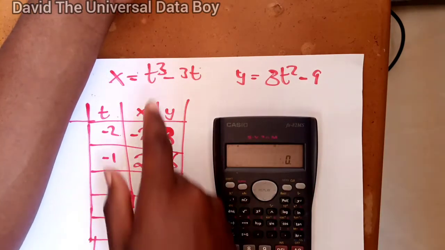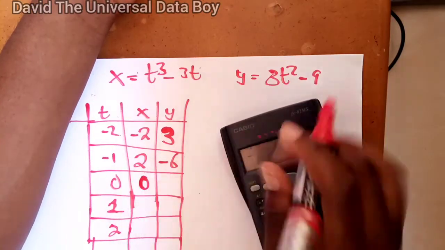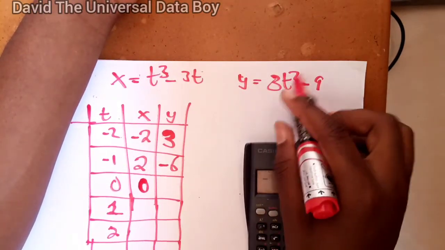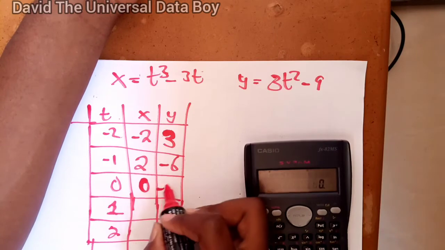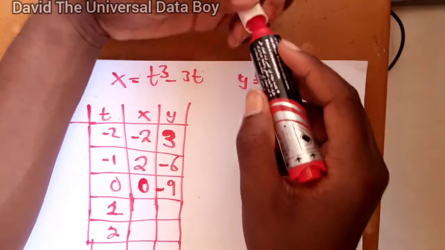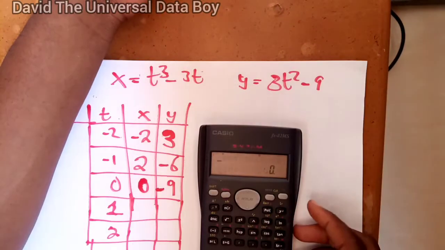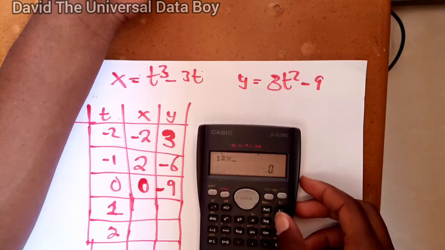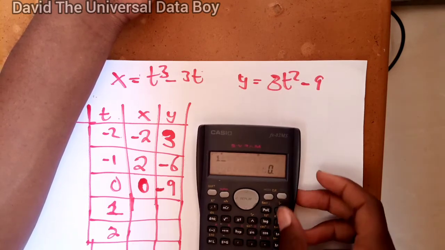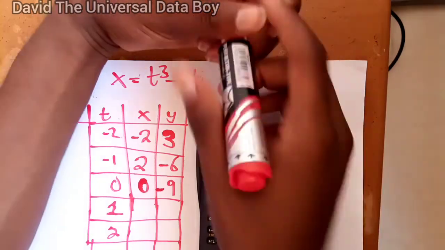Then we go to 0. When t is 0, x is also 0, and y will be negative 9. Then when we go to 1, we are going to have negative 2. We can just try that: 1 to the power 3 minus 3 times 1, negative 2.